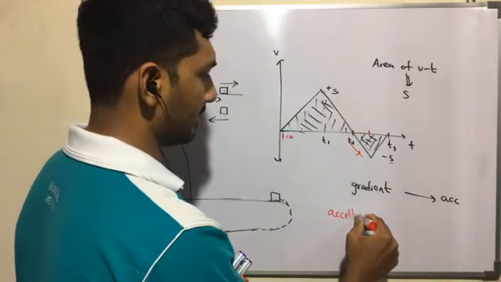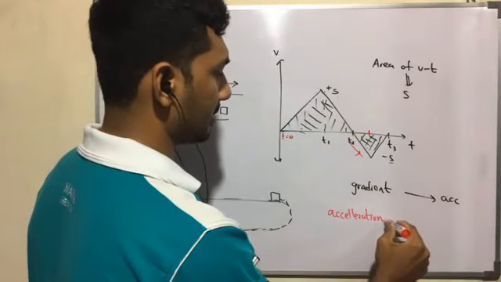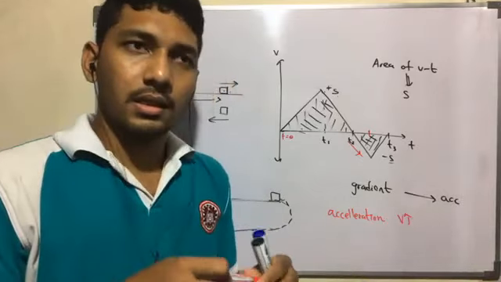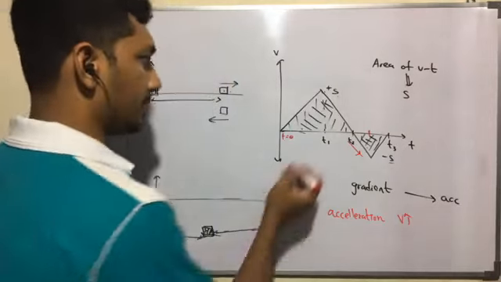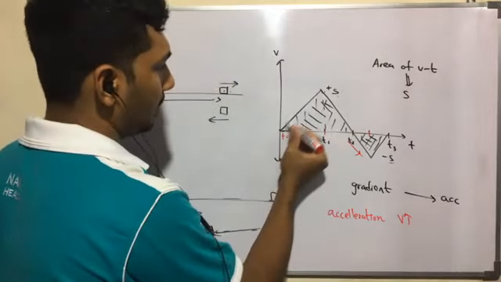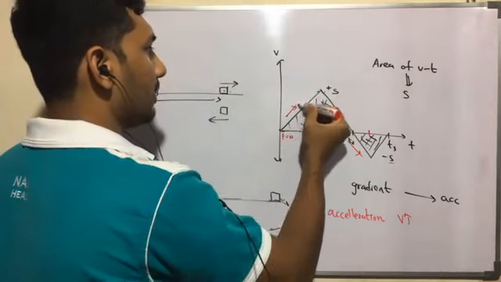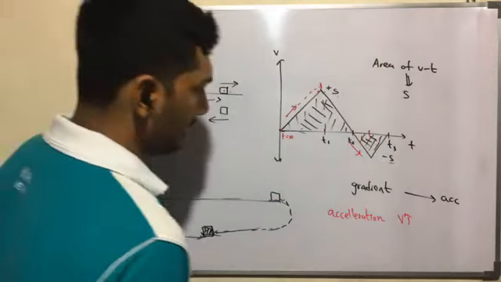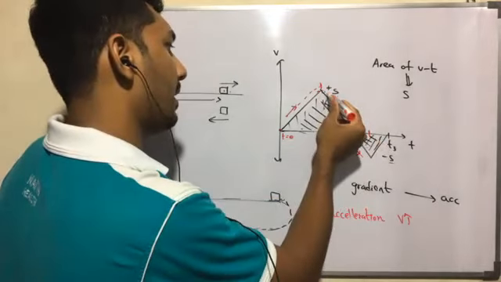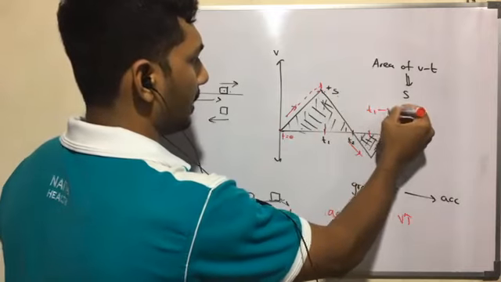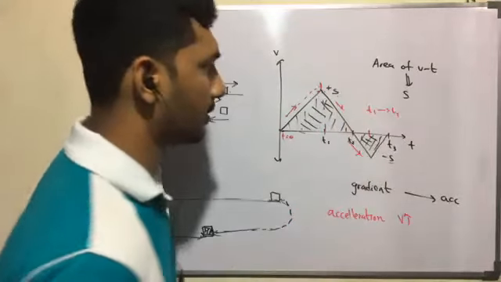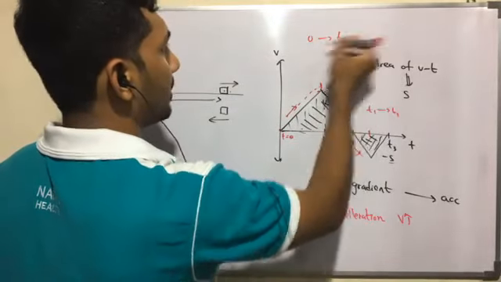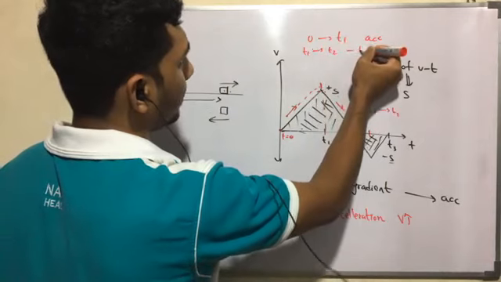The word acceleration means velocity increasing, right? So in this part of the graph, from 0 to T1, the velocity is increasing. And then from T1 to T2, the velocity is decreasing. So that is deceleration. So 0 to T1, acceleration, T1 to T2, deceleration.